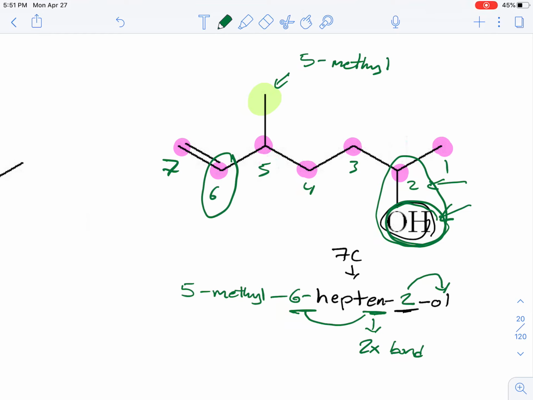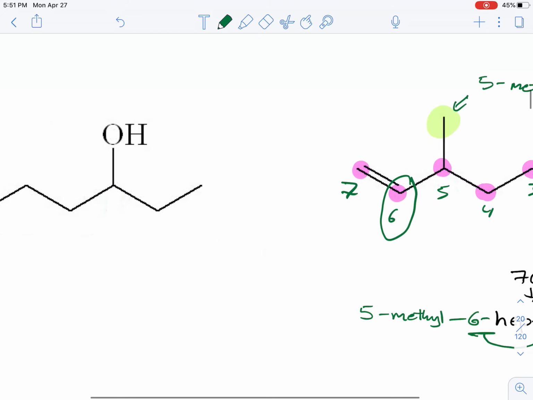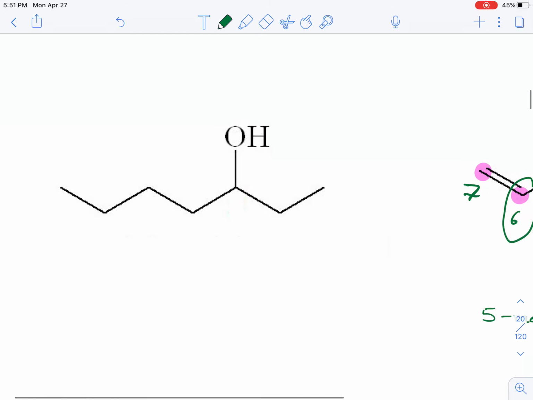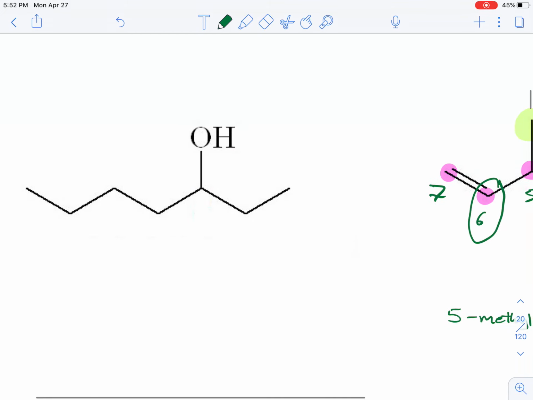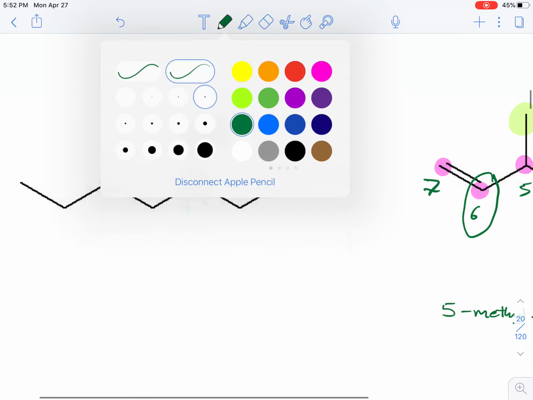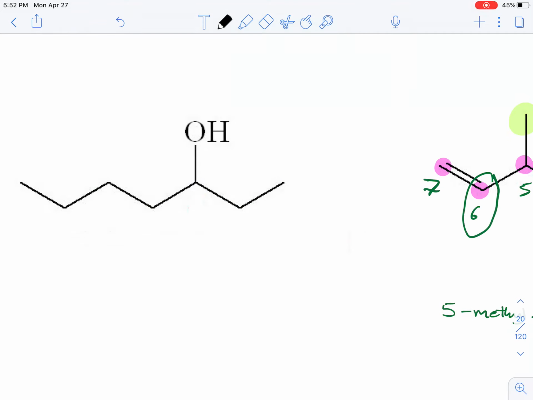Okay. And so that's an example of how to name an organic compound that contains a double bond and an alcohol. Okay. All right. And so I guess we can go ahead and do it here. I'm just going to go ahead and modify the structure on the left so we can see it again. Let's just say that my double bond is here.